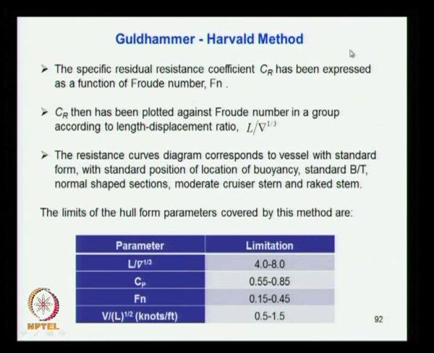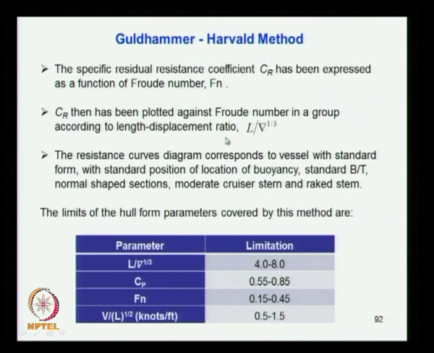So, the next method we look into is the Guldhammer-Harvald method. This is also a popular method, again used for conventional ships and generally used for both single and twin screw ships. Here the specific resistance coefficient Cr has been expressed as a function of Froude number, which is obvious because Cr is related to Froude number. Then the residual resistance coefficient is plotted against Froude number in a group.